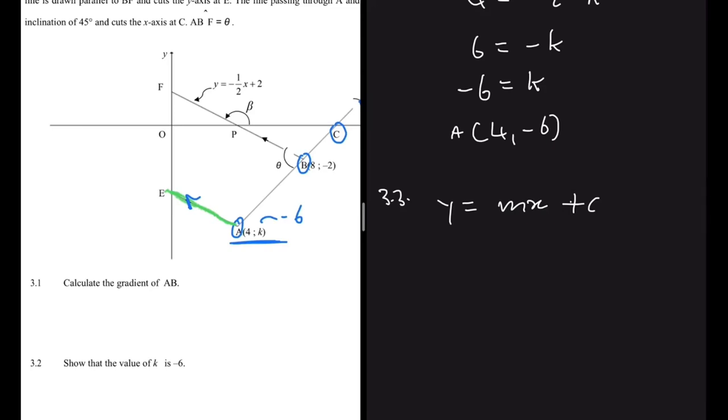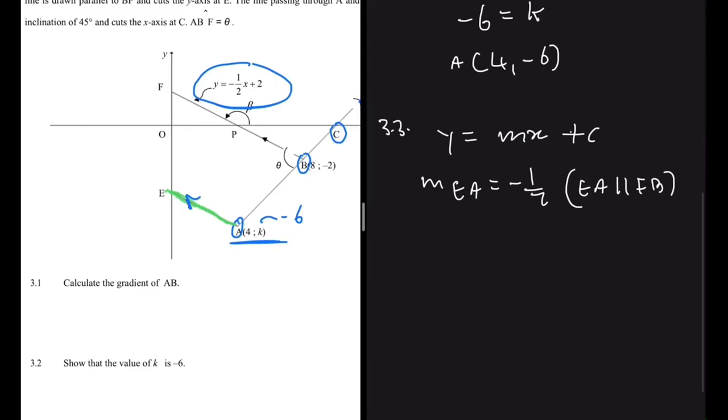But we can find the gradient of EA, right? The gradient of EA will be equal to the gradient of FB, since line EA is parallel to line FB. And then we have the equation for line FB, which is in the form y is equal to minus a half x plus 2. So now at this point, we can say that the gradient of EA is equal to minus a half. Why are we saying so? That is because EA is parallel to line FB.